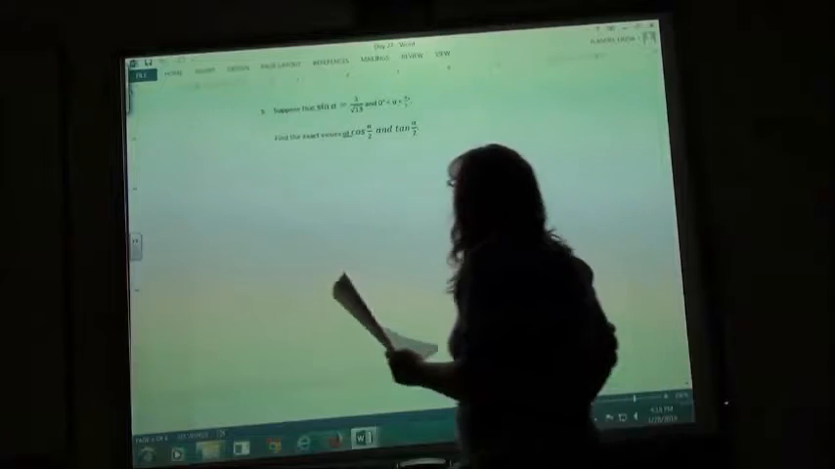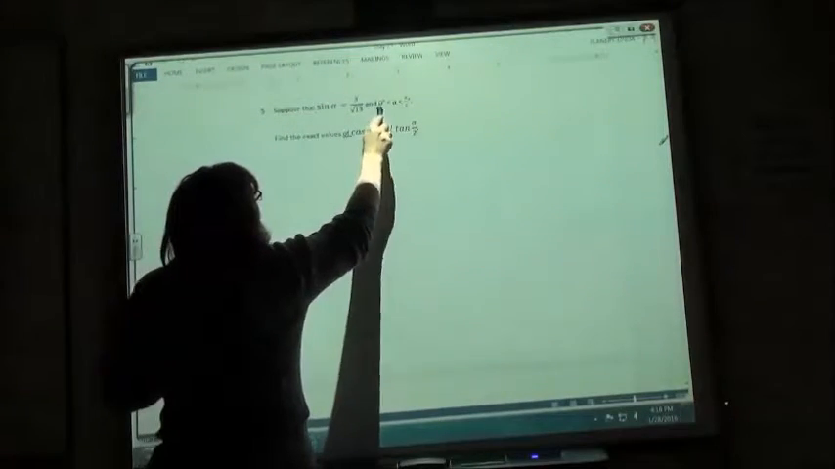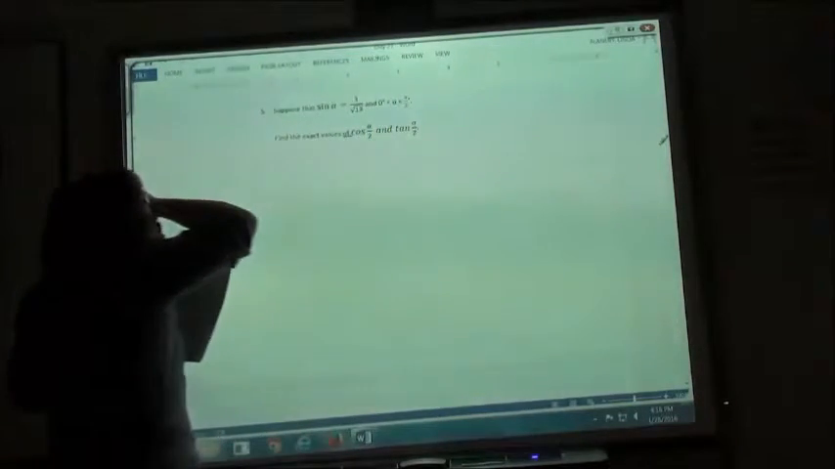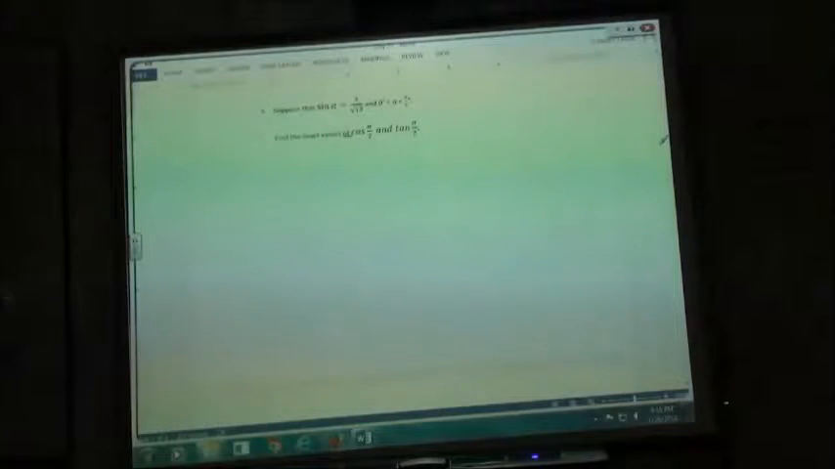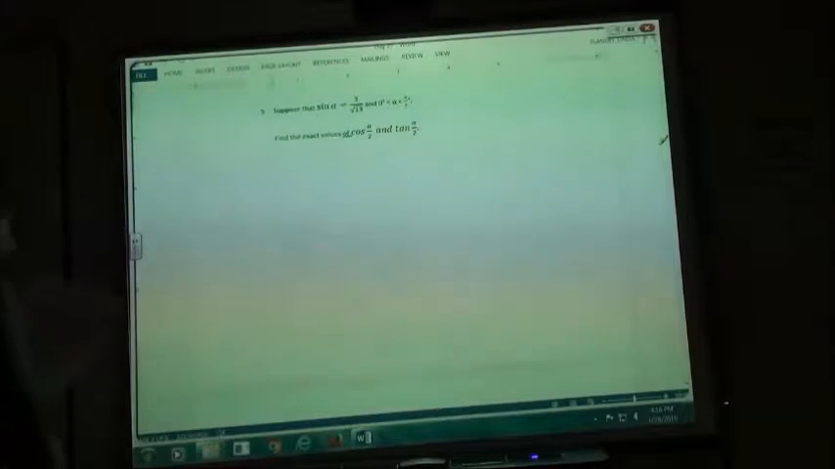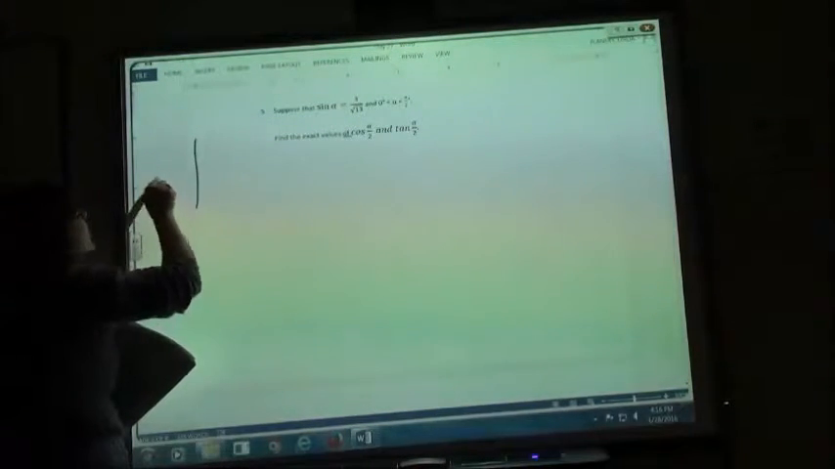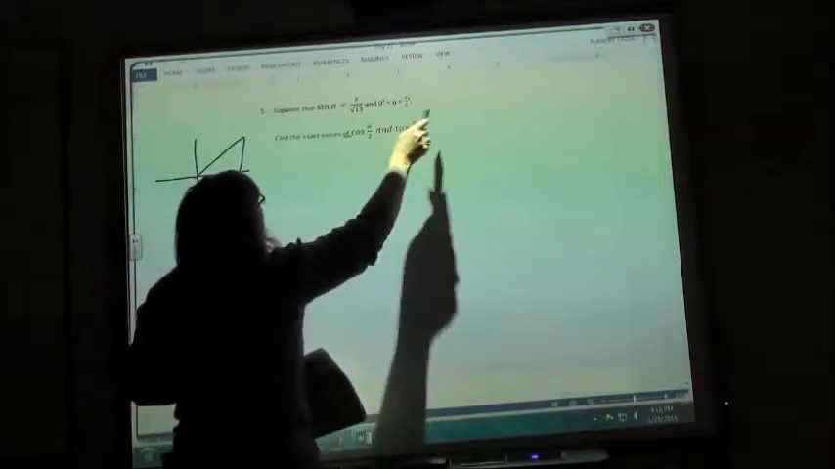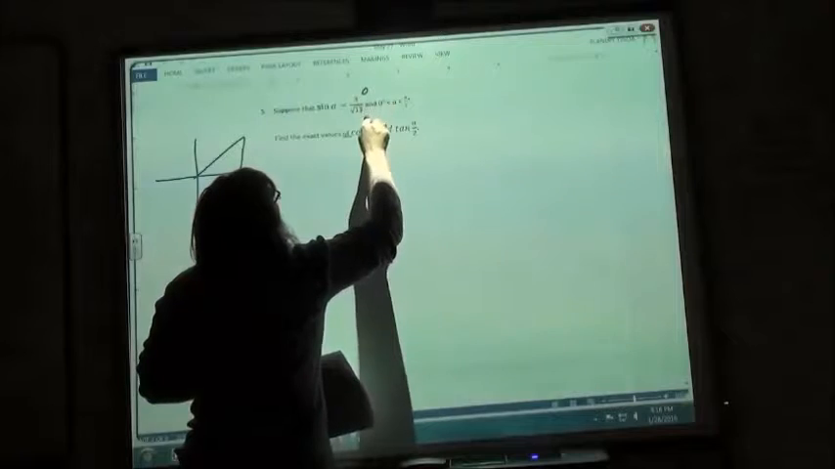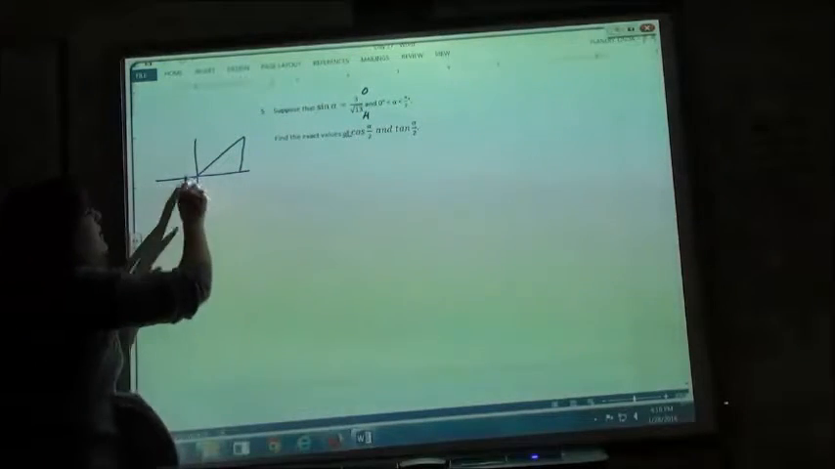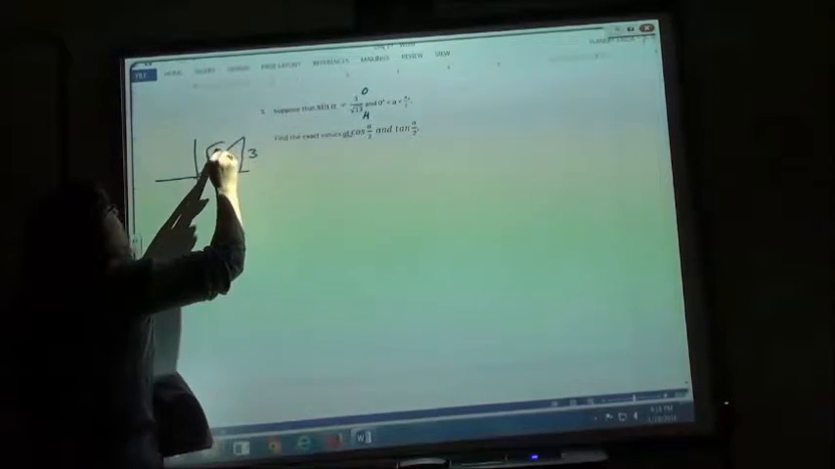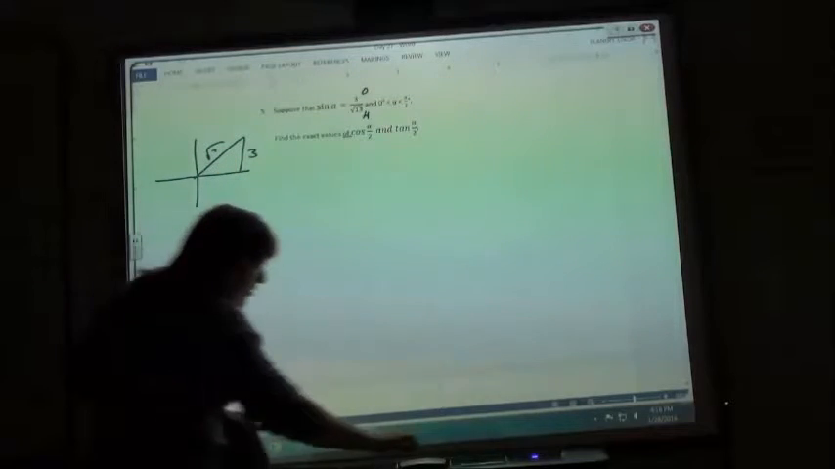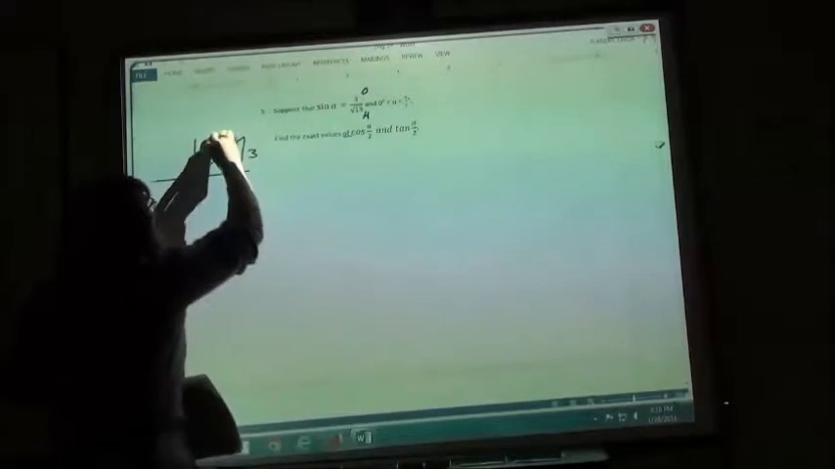Number 5, we are between 0 and pi over 2. So pi over 2 would be 180 over 2, 90 degrees. Between 0 and 90 would put us in quadrant 1. My sine, which is my opposite over my hypotenuse, is going to be 3 over the square root of 13.